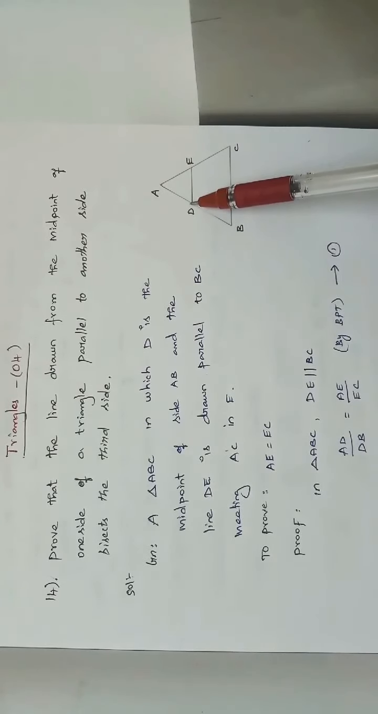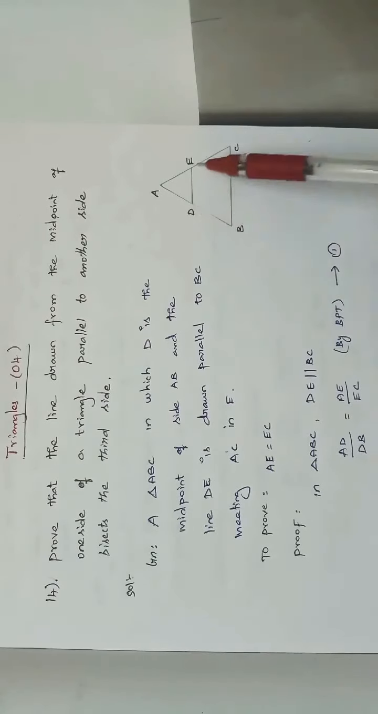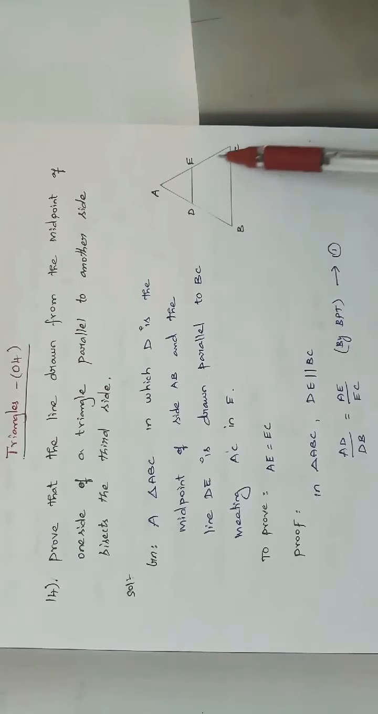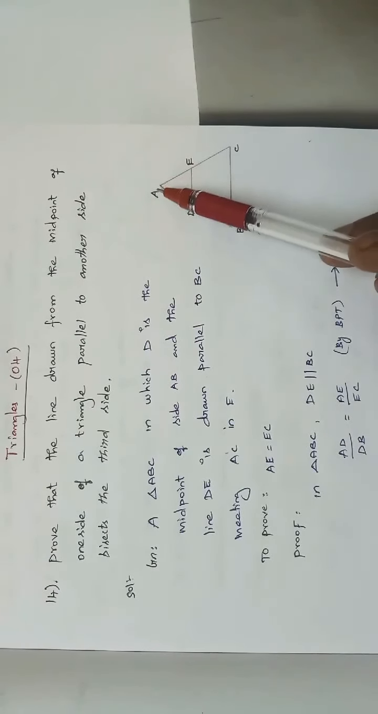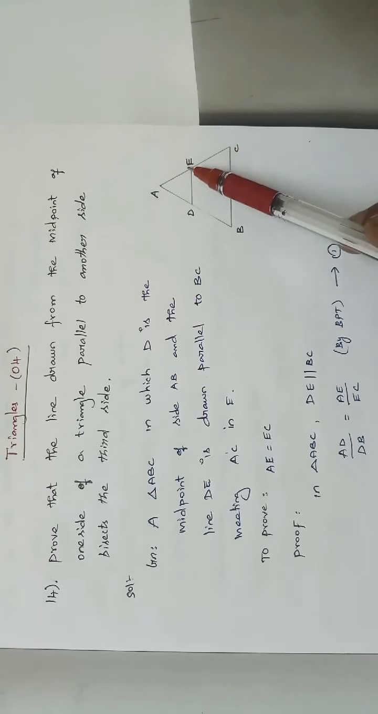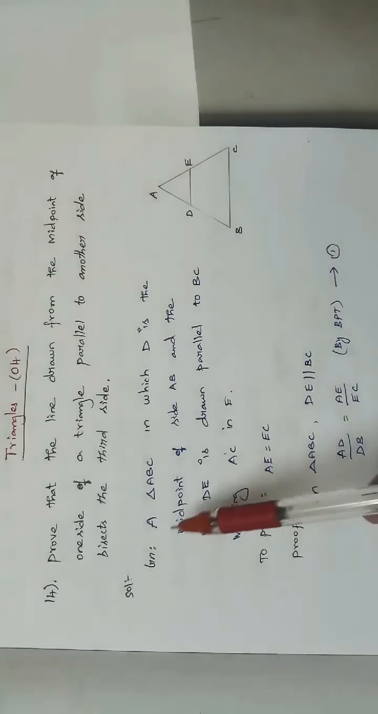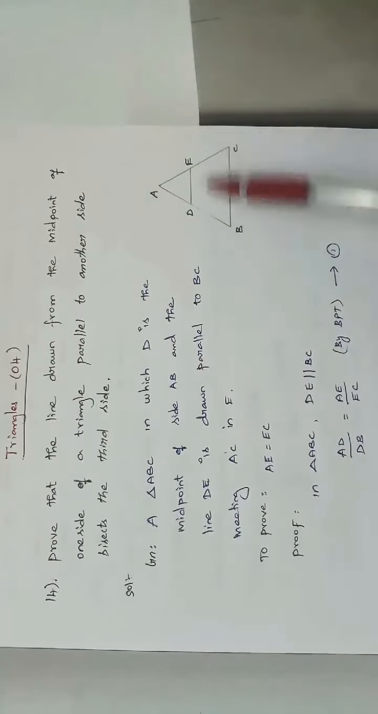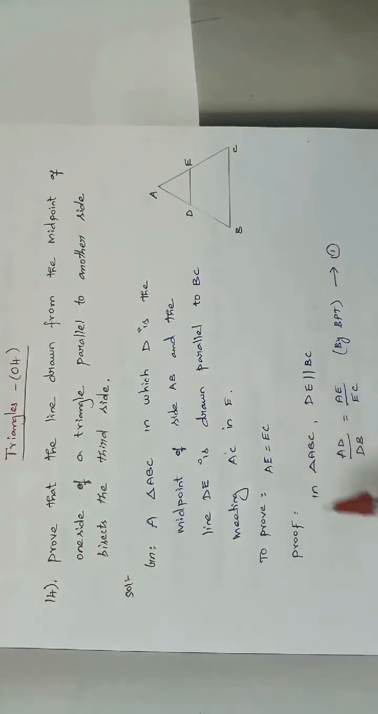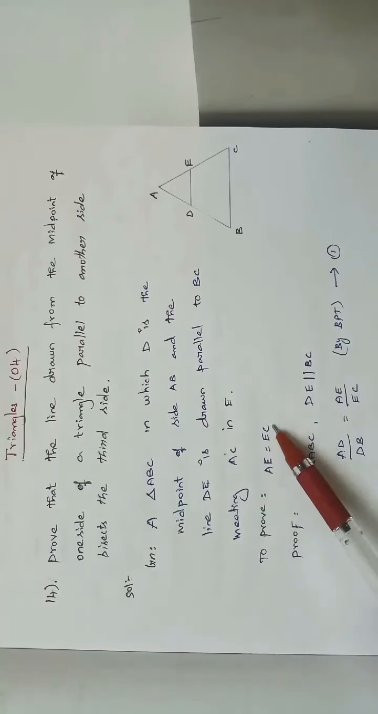From the midpoint, I am drawing a parallel line to BC. Here DE and BC are parallel, and we want to prove that E is the midpoint of AC, that E is bisecting the line segment AC. Understood? So, given a triangle ABC in which D is the midpoint of side AB and the line DE is drawn parallel to BC, meeting AC in E. We want to prove that AE is equal to EC.